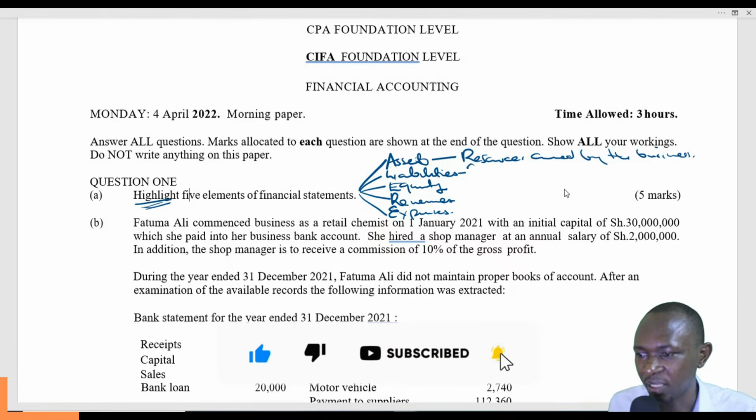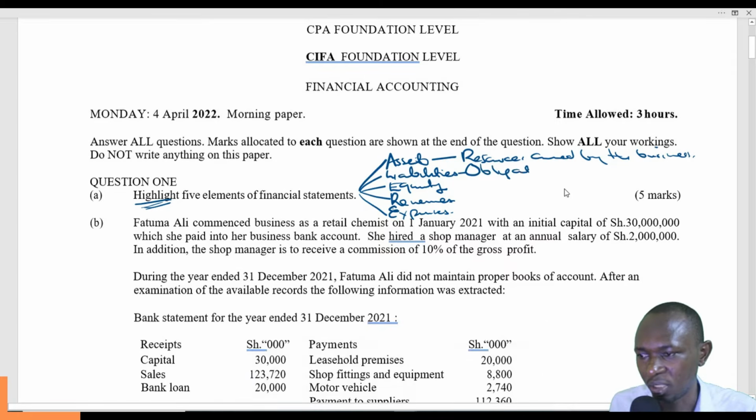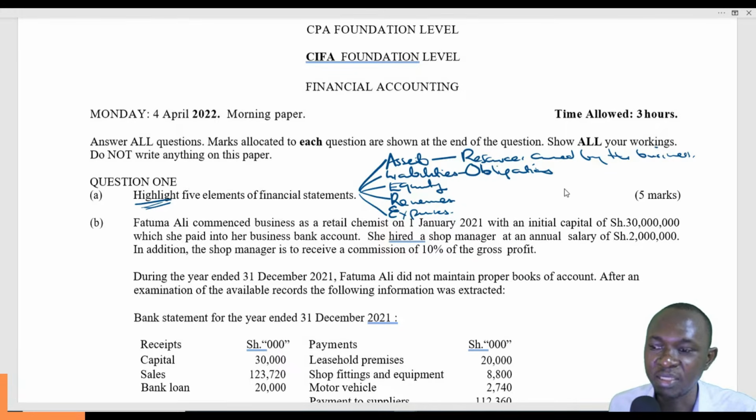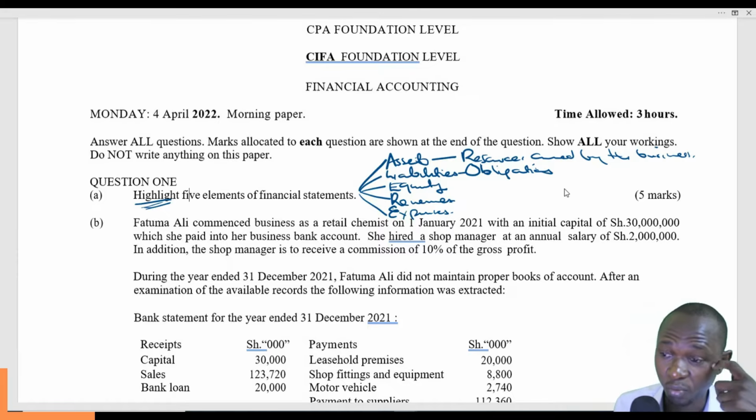Then liabilities are obligations that are unmet, obligations by the business. This means that after some time, the business is supposed to repay them or meet the same obligations when they mature. That's why we call them liabilities, to mean that the business has some obligations to meet after a short while or after a long period of time.